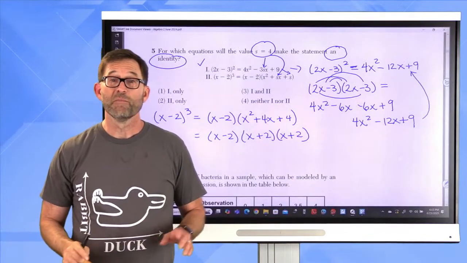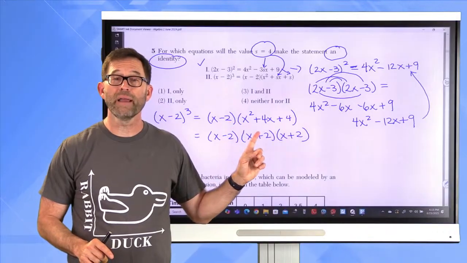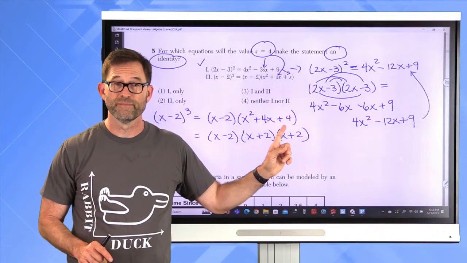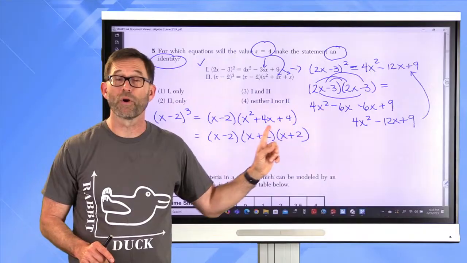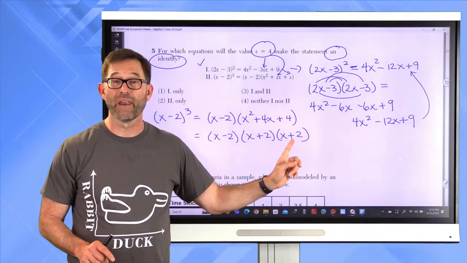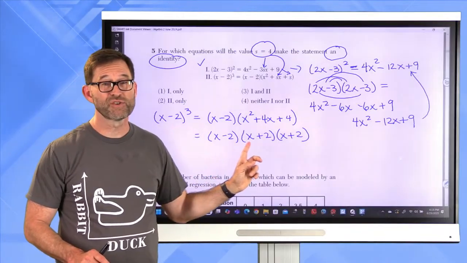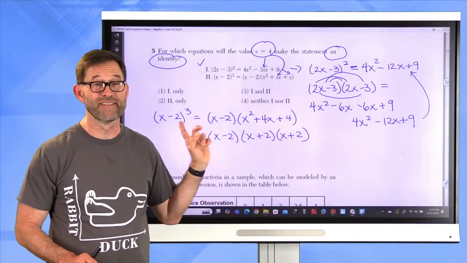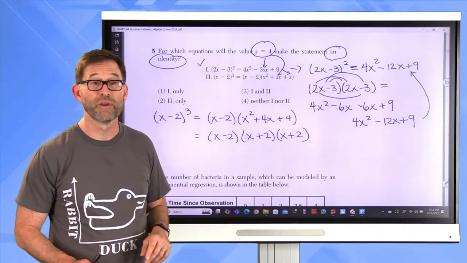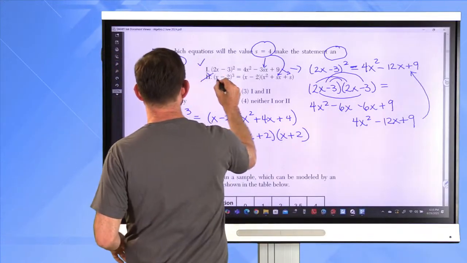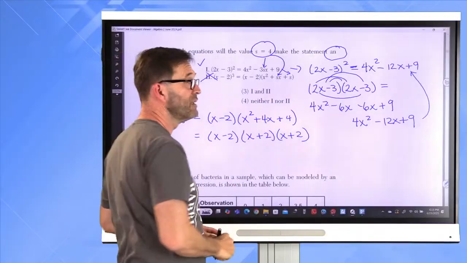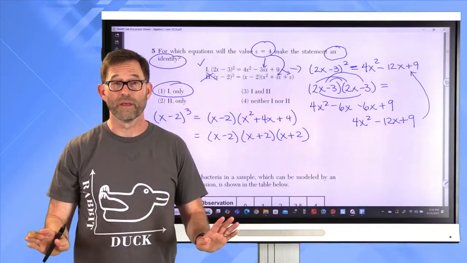It's interesting, because if this had been x squared minus 4x plus 4, then it would have been x minus 2 and x minus 2, and it would have been an identity. But x minus 2 times x plus 2 times x plus 2 is not x minus 2 cubed. So this is not an identity, which means it is choice 1 only.